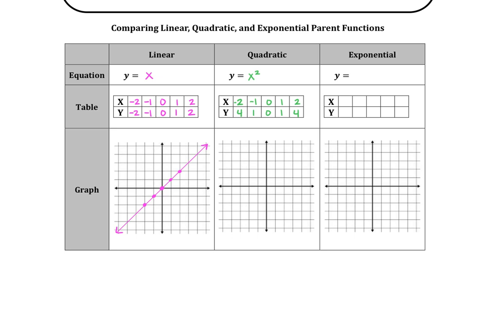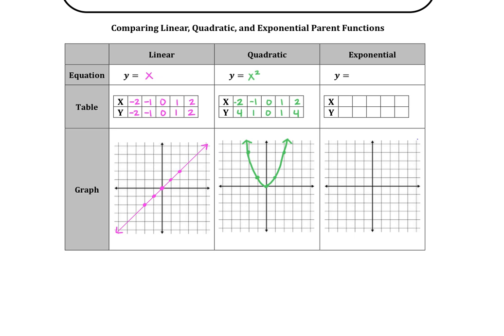I'm going to plot those points on my graph. And remember, a quadratic function should take the shape of a U or a parabola. Do the best you can in drawing that. It's okay if it's not perfect. Add your arrows to each end.